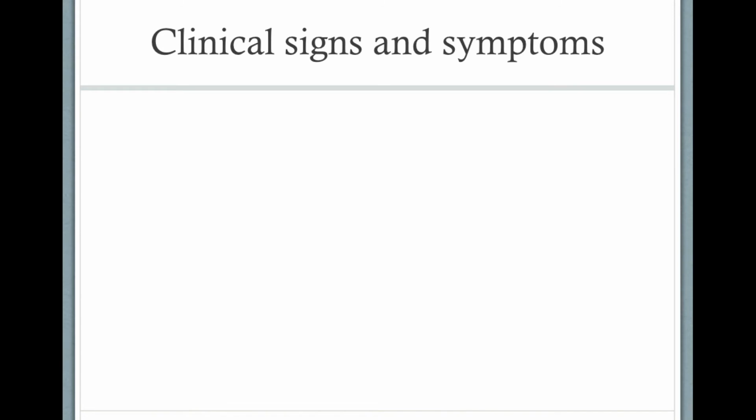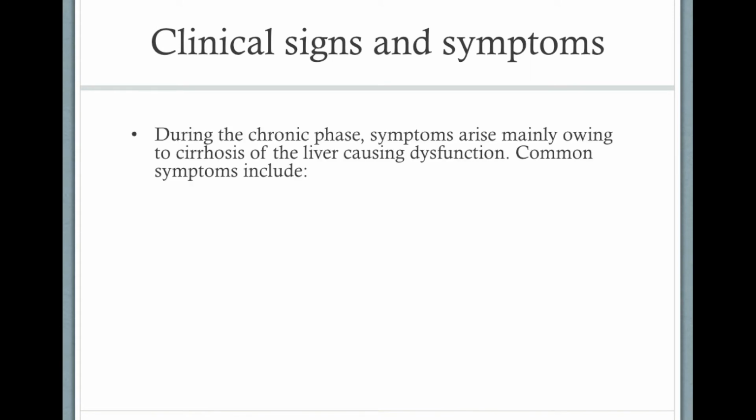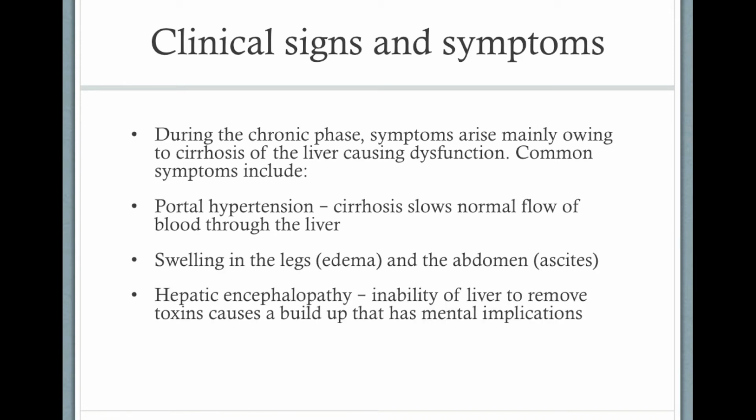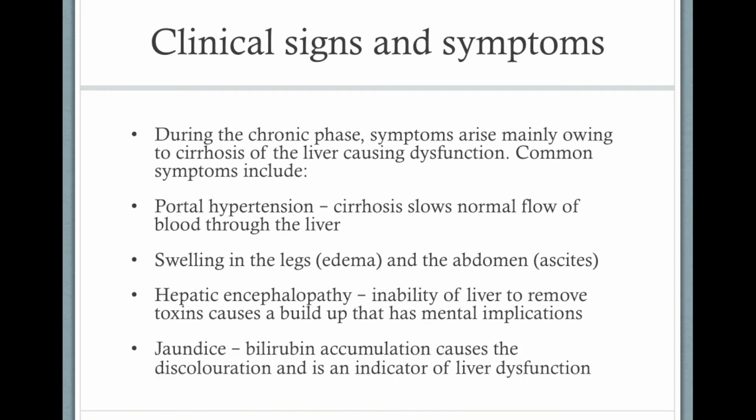Upon moving to the chronic phase, symptoms become more noticeable as damage to the liver proceeds, owing to the effects of cirrhosis. Important symptoms include portal hypertension, because cirrhosis slows the normal flow of blood through the liver, swelling in the legs, edema, and abdomen, ascites, resulting from the liver's inability to make enough of certain blood proteins such as albumin, hepatic encephalopathy. Damaged liver cannot clear toxins from the blood as efficiently as required.